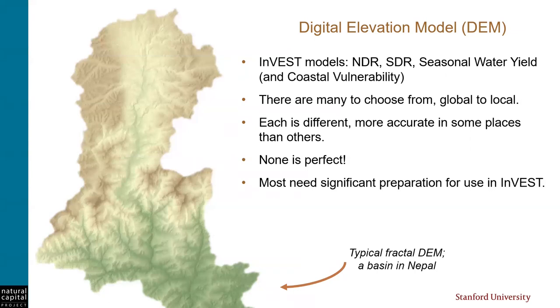A DEM can be obtained from many different sources. And often these sources have global coverage, like NASA or HydroSHEDS. And if you compare multiple DEMs in the same place, you'll find that each one is different, some more accurate than others in that particular location. Then, if you look at a different location, you may find that some other DEM is more accurate. So they are highly variable.